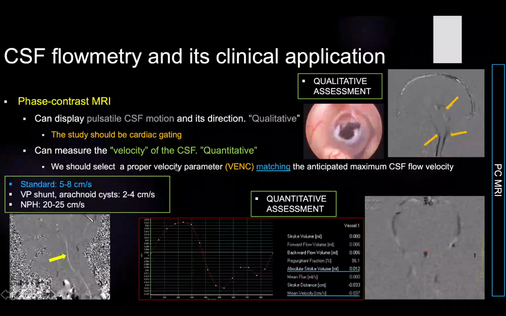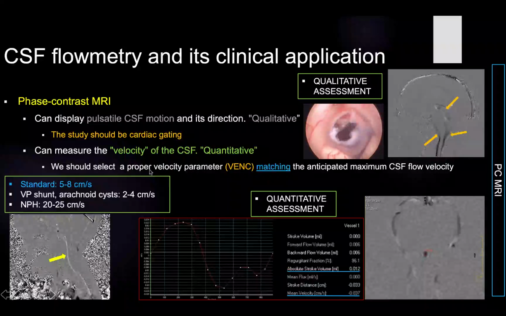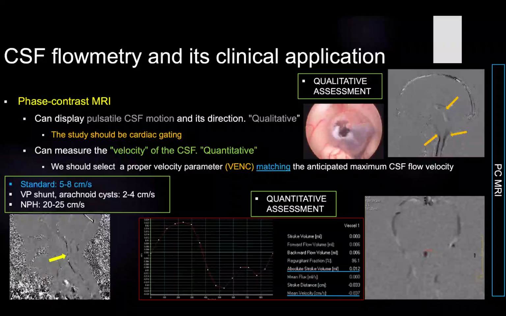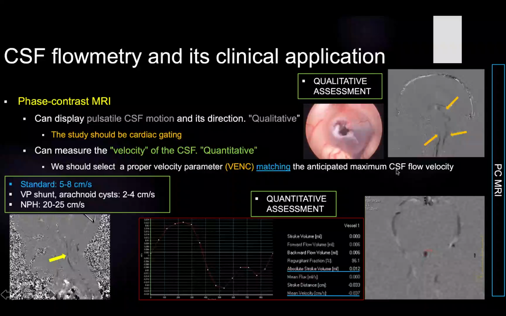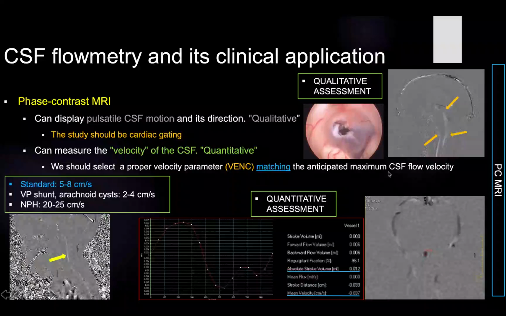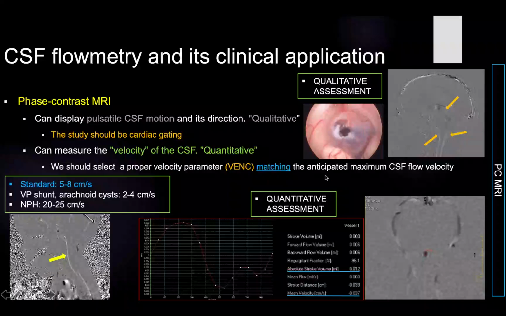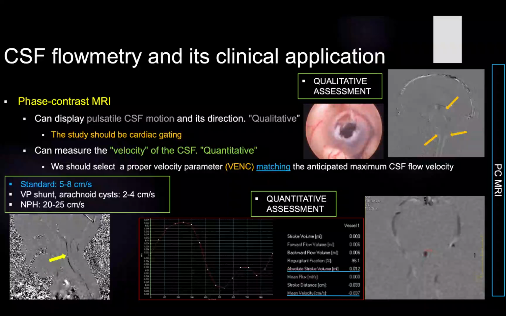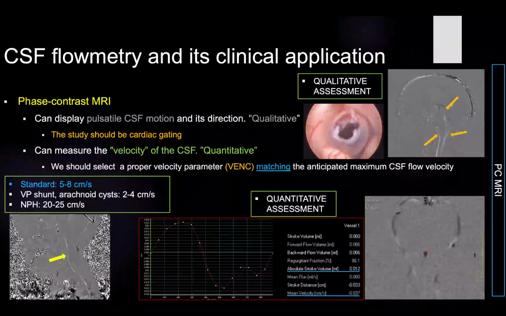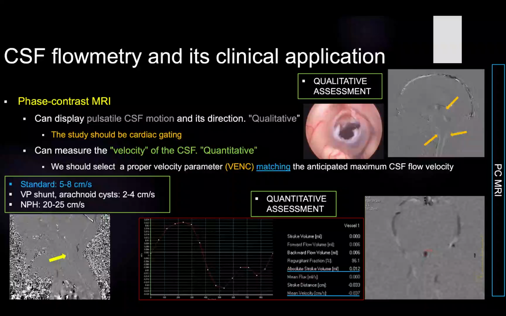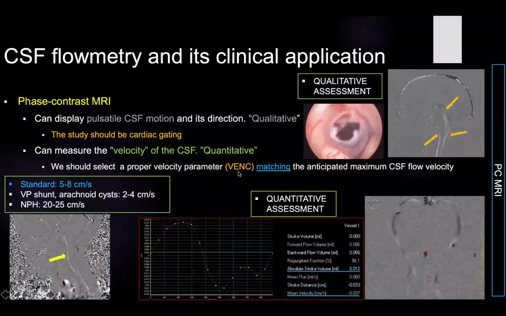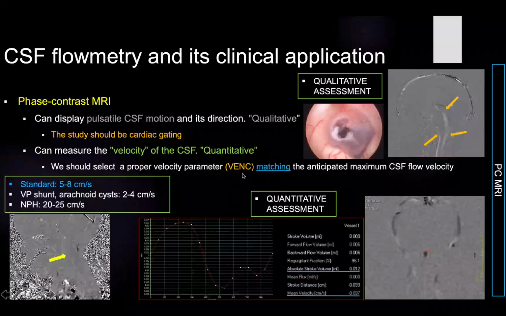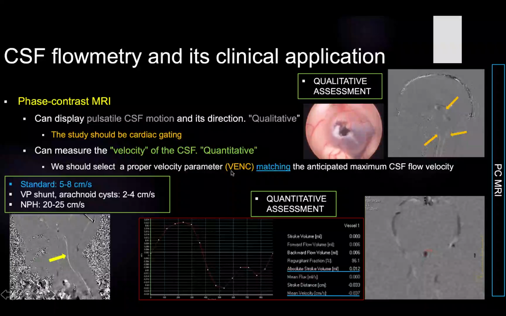Also, if this parameter is much higher than the CSF flow velocity or the anticipated CSF flow I measured, it usually does not depict the velocity. It can't depict this velocity, and so the velocity encoding parameter should be chosen to match the anticipated CSF flow.